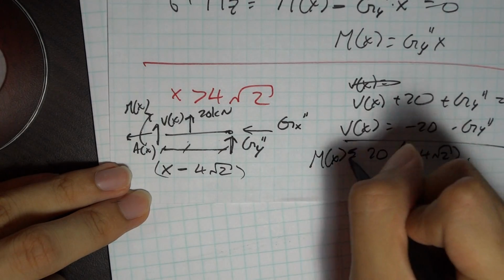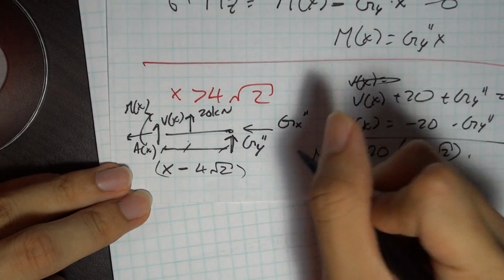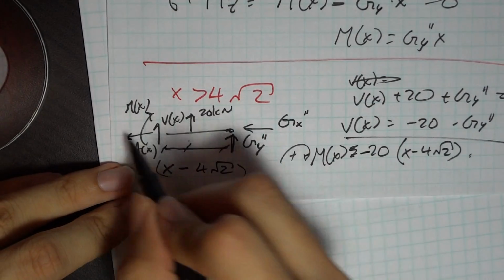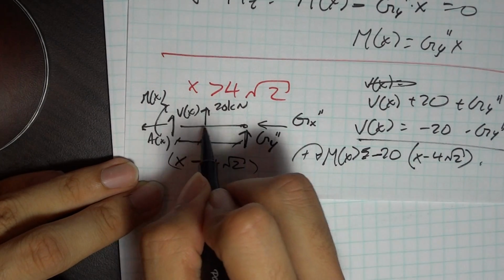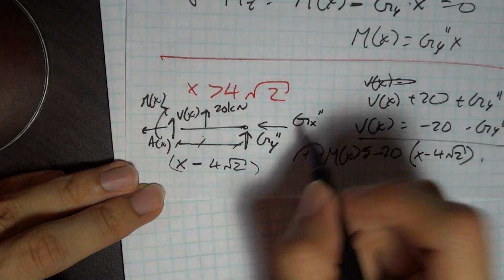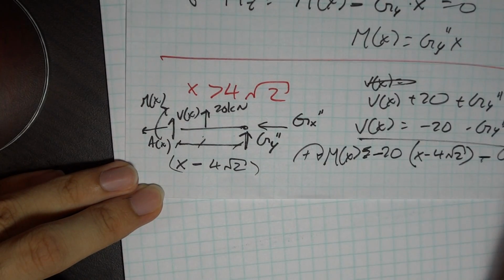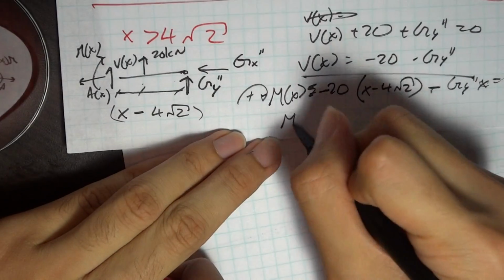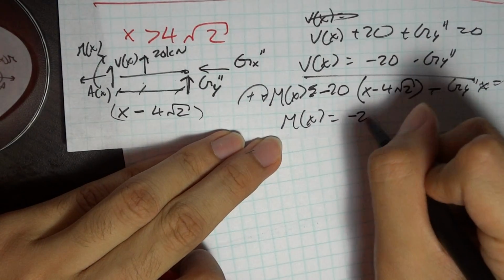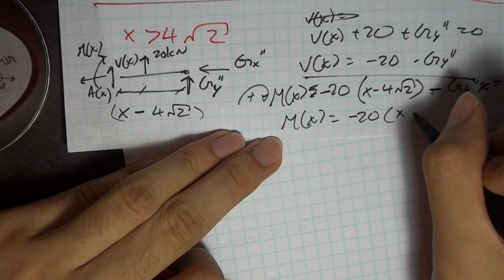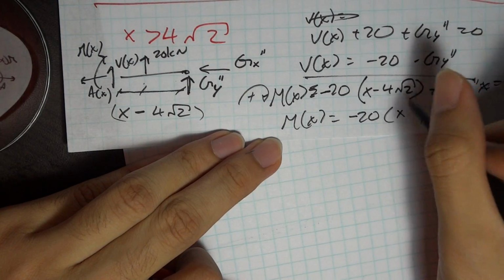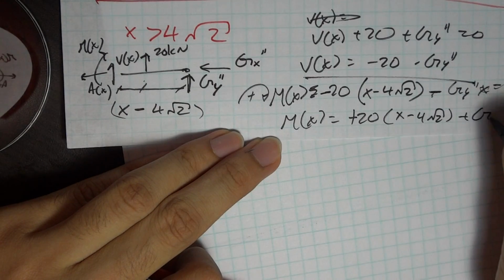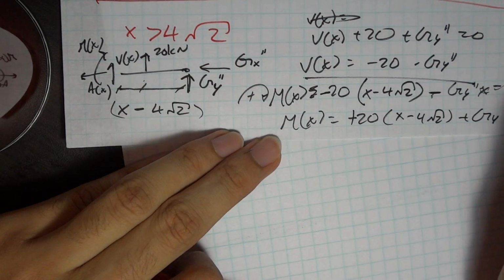Sorry, I should do minus here. M of x, if I'm doing this way positive, M of x is positive, minus something that's going this way, minus Gy double prime x equals 0. So M of x equals 20 times x minus 4√2, so this will be positive now, plus Gy double prime x.